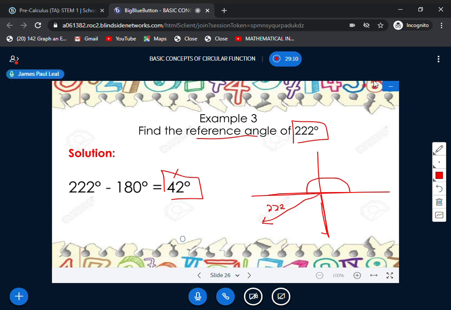I hope you've learned something new. Okay, I think this will be the end of my slide. I hope you've learned something new, especially the concept of the coterminal, the reference angle, the degree measure, how to convert degrees into radian, and also the basic concepts of circular function.